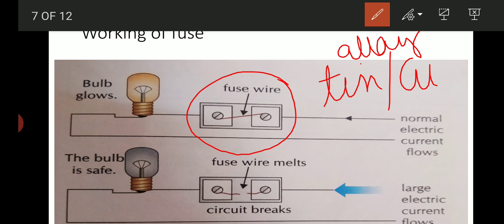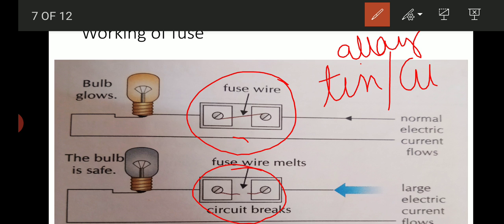And when excessive current, meaning when the current crosses its limit beyond a safe value, starts flowing in a wire, then this thin fuse wire gets too much heated. This thin wire gets heated and it melts and breaks the circuit immediately. The current stops flowing when the circuit breaks here. Then what will happen? The circuit will become incomplete and the current stops flowing in the circuit. Thus, damage to various electrical appliances is prevented by using a fuse wire.